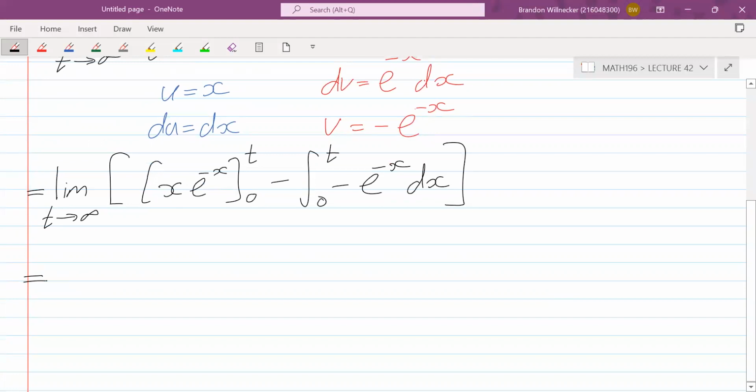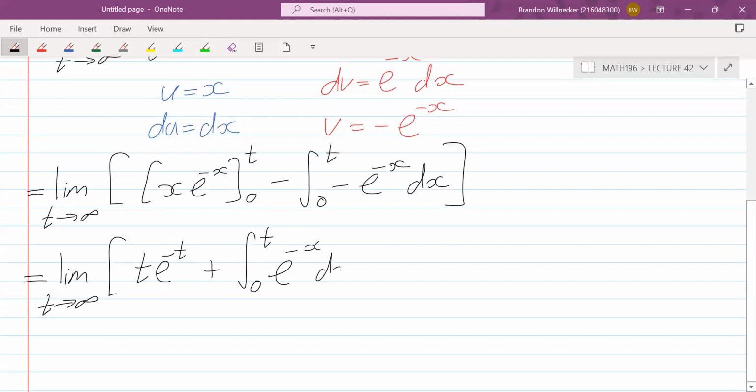Okay, so this is going to be the limit as t goes to infinity of, let's substitute in t. So we're going to have t e to the minus t. And if we substitute 0, we're going to get 0. So that's fine. Plus the integral from 0 to t of e to the minus x dx. The minus and the minus just make a plus there.